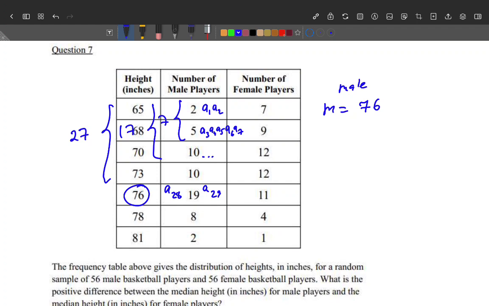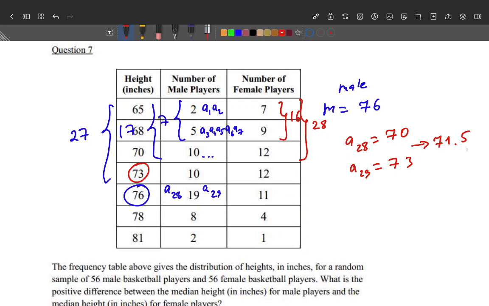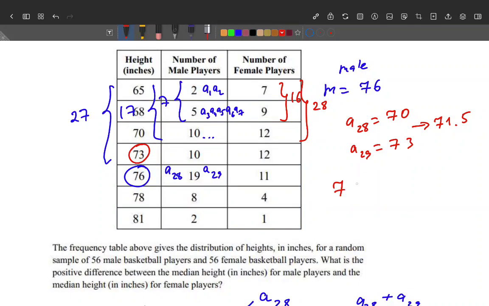About females then, 7 until here, 16, until here 28. Then A28 is equal to 70, and A29 will be equal to this number, 73. The median will be this number. They are asking from us the positive difference. Because of this, I subtract from this number. It will be 4.5. Answer is 4.5.